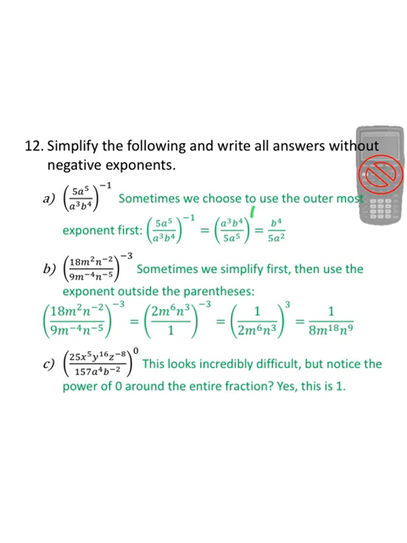Now, the negative of the 3 tells me everything switches around. It's the reciprocal. So I flip everything up. What was in the denominator is now in the numerator. What was in the numerator is now in the denominator.